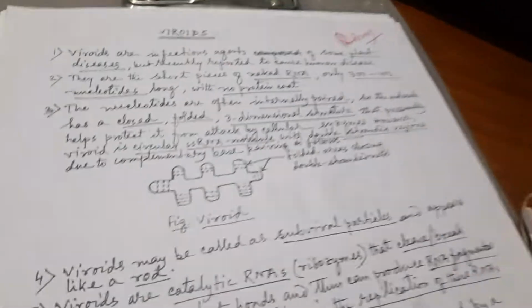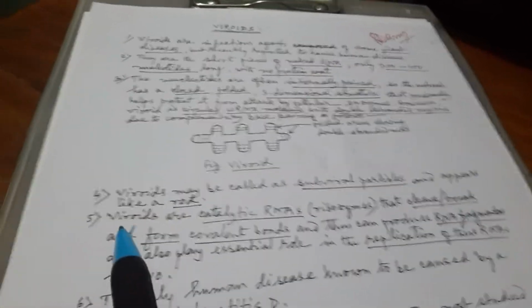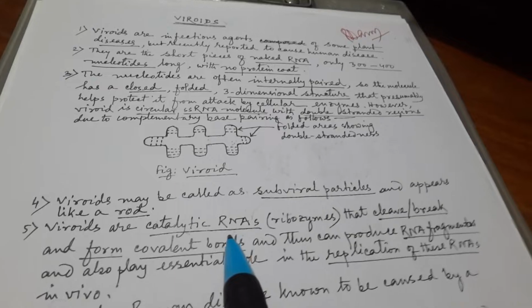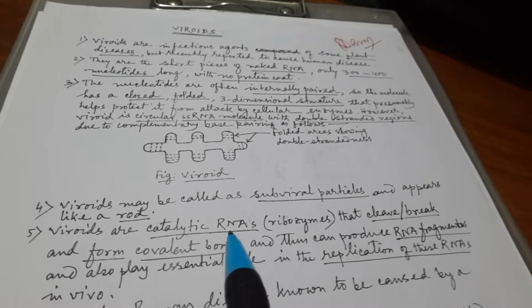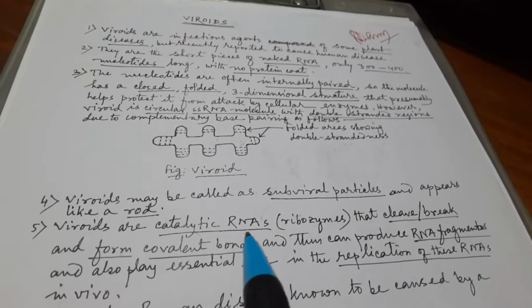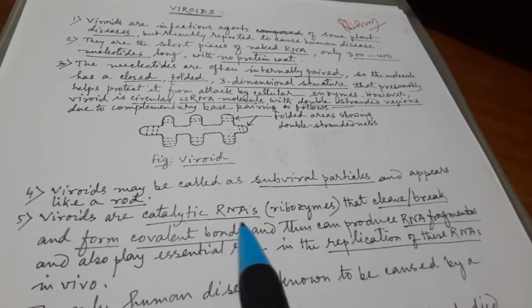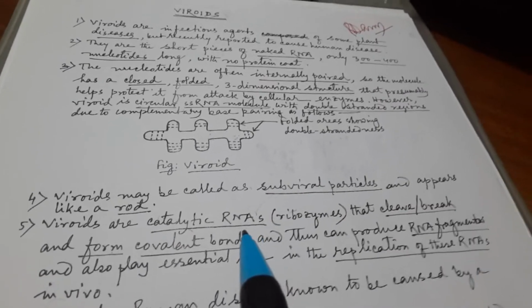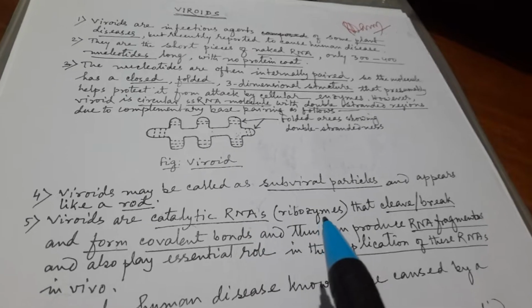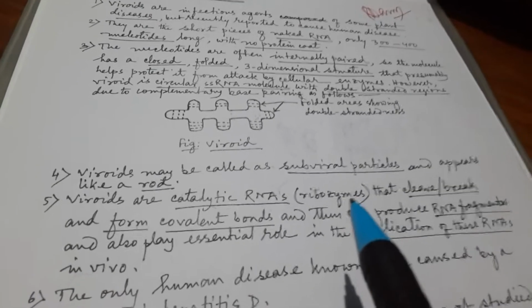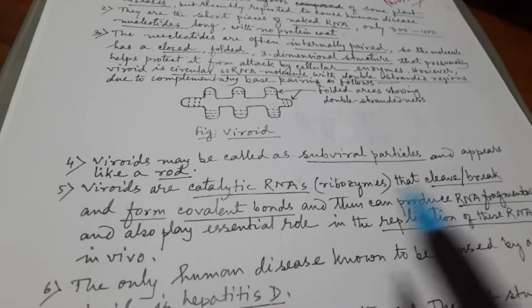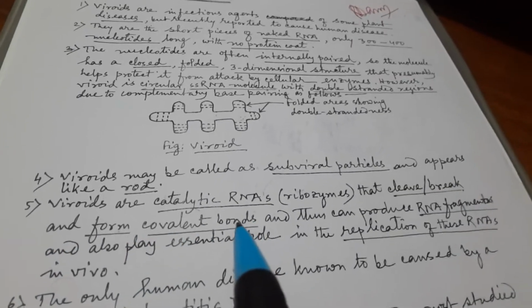Then some other points I want to mention. Now look at point number 5. Viroids are catalytic RNA. What is the nature of this RNA? These RNAs are catalytic, means they facilitate catalytic processes. Their nature is like the enzyme, and they are the ribozymes. These enzymes or ribozymes or catalytic RNAs cleave and break the strand. How do they cleave and break the strand?